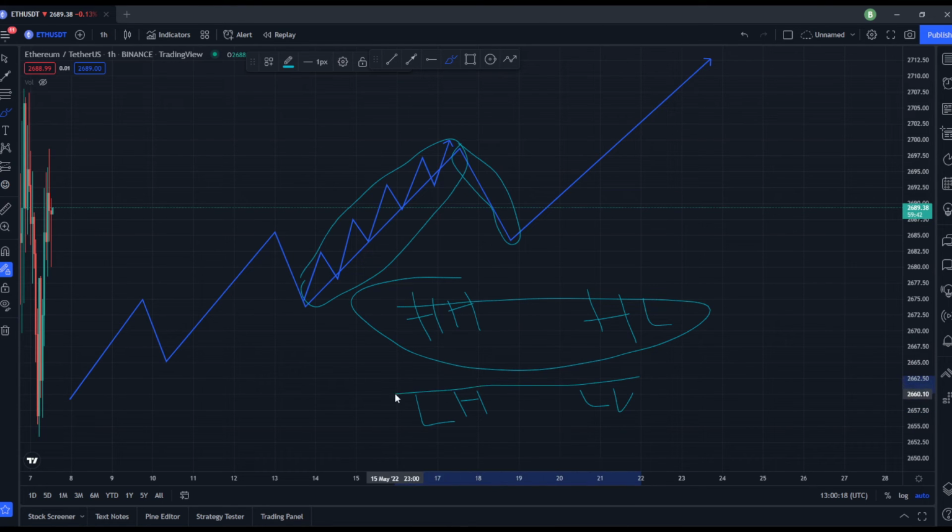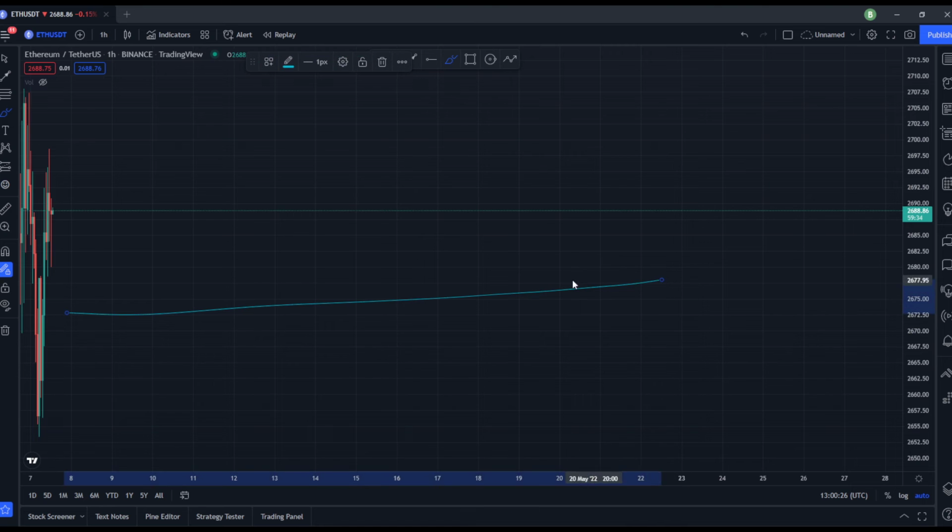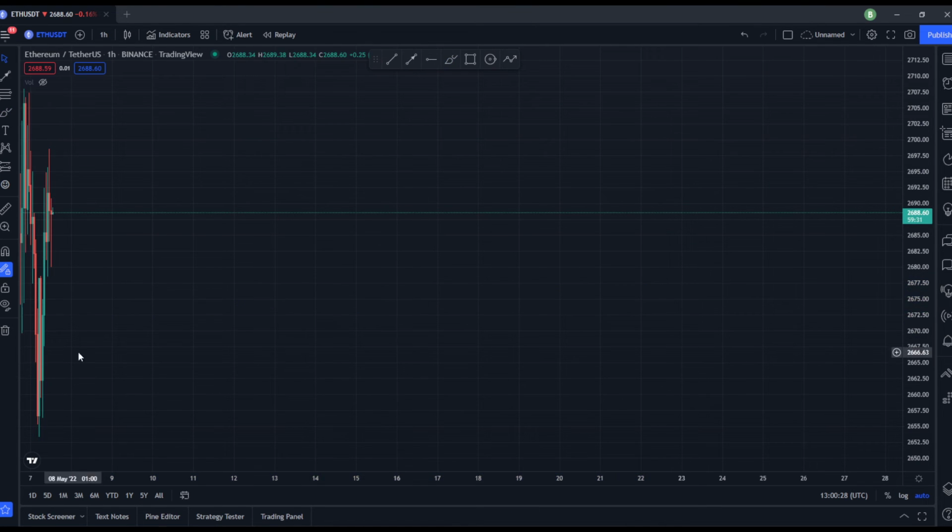So this right here is what? For the bearish market. So, and that is it. So I'm actually going to show you an example of this in the market. Let's see if we can actually get something similar like this in the market.